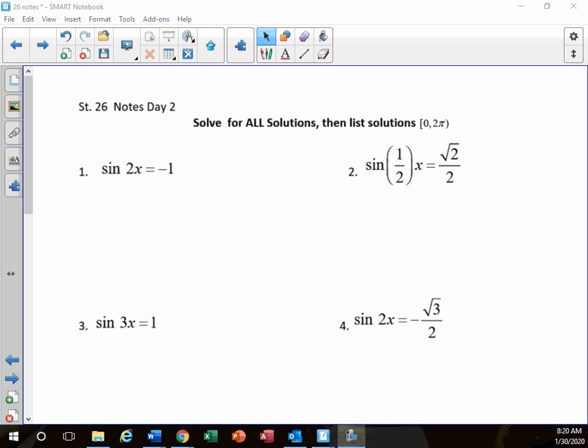Okay. So what do you notice that's different about these compared to the equations we had been solving? Or do you even remember what we had been solving? Nope. Okay. The difference is the coefficient on the x. So you see how it's the sine of 2x or a half x, or we've got a 3x. We've got to do a little more work because it's not just a single angle. So let's walk through how we're going to do this.